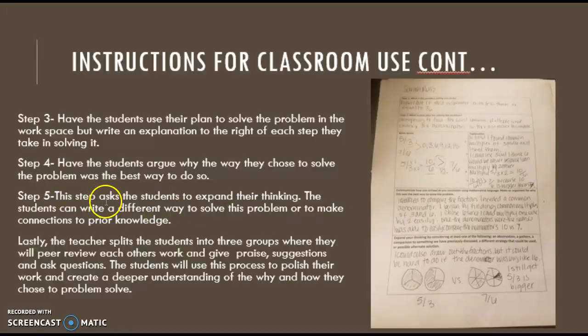Step 5. This step asks the students to expand their thinking. The students can write a different way to solve the problem or make connections to prior knowledge. So here I'm showing a different way that I could have solved this, which was I could also draw out the fractions, and I did so here. But it could be hard to do this if the denominators were larger numbers like 16. I drew them out and I was able to clearly see that 5/3 is larger than 7/6.